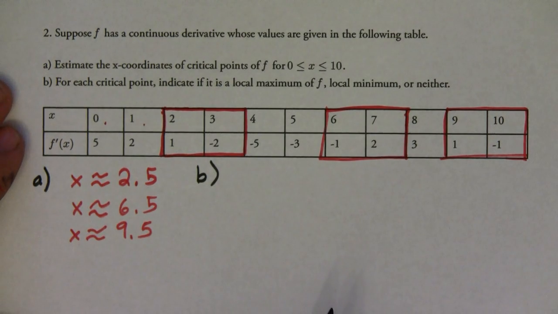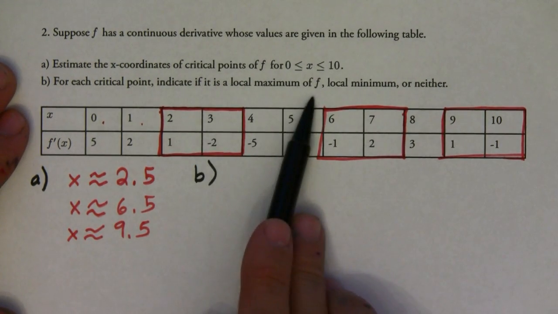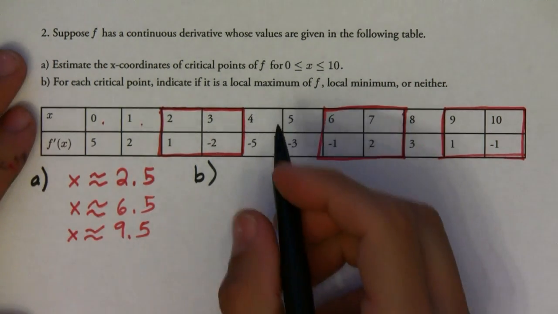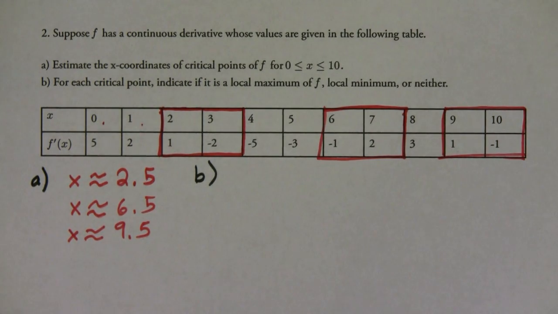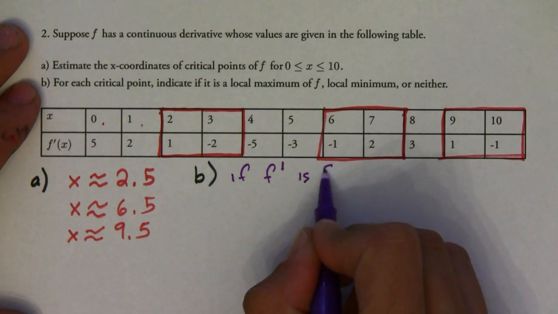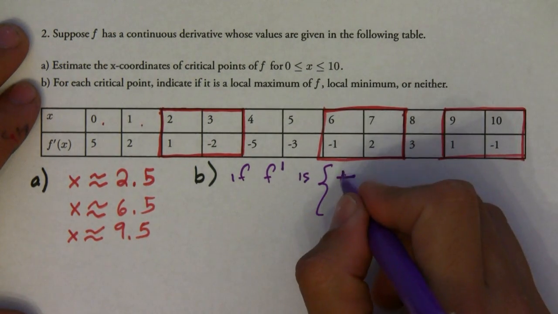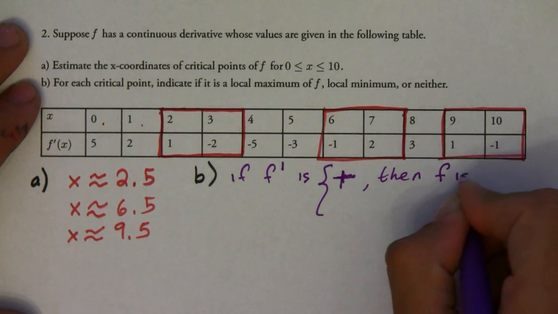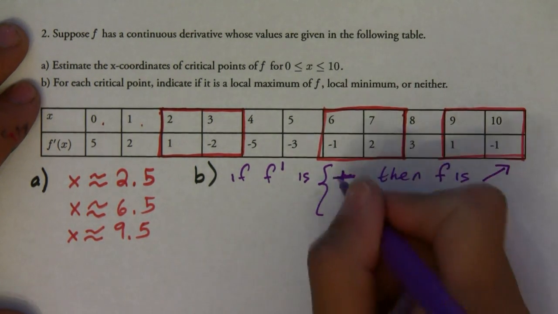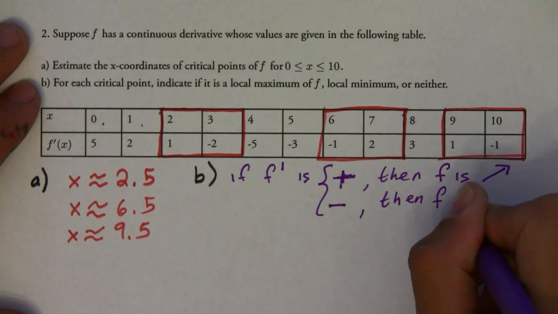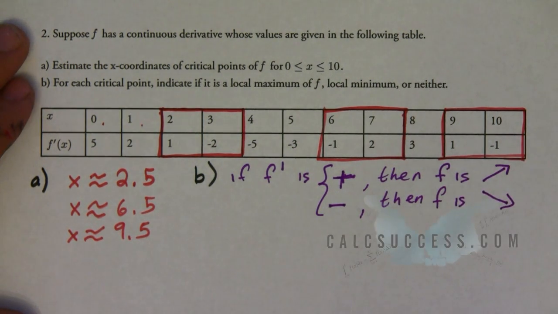Okay, and then if we want to know whether it's a local maximum or a local minimum, remember that the first derivative tells you whether your function is increasing or decreasing. So remember that if the first derivative is positive, then your function is going to be increasing. If the first derivative is negative, then the original function is going to be decreasing.